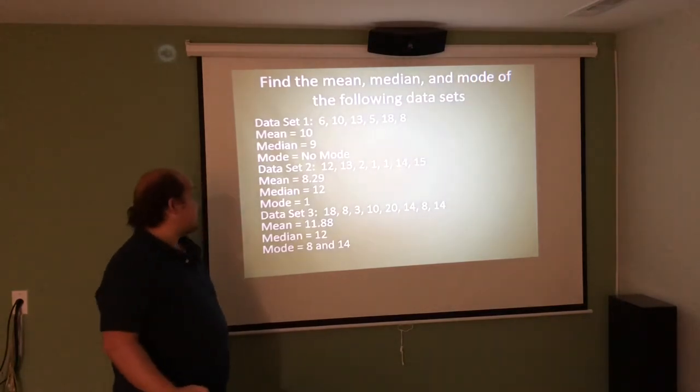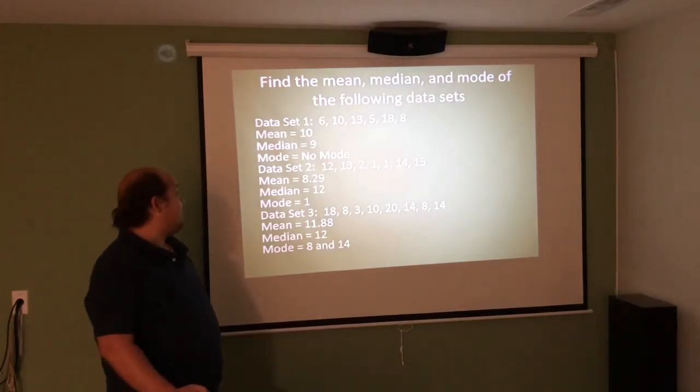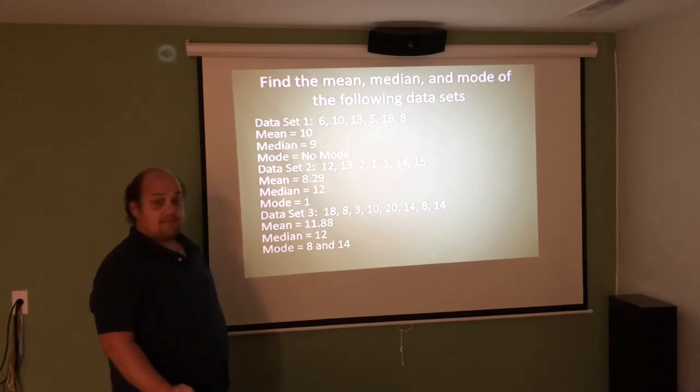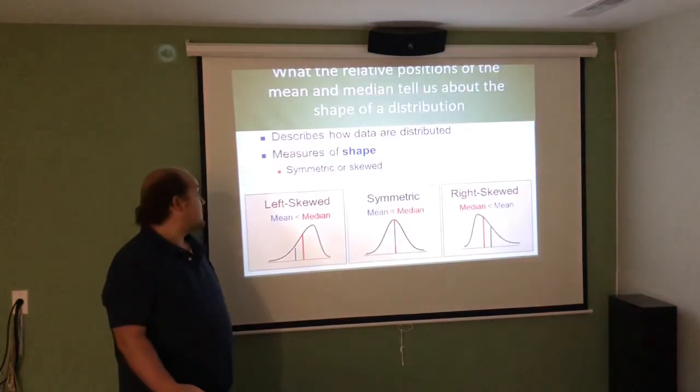So for the first data set, we got a mean of 10, a median of 9, and no mode. For the second data set, we got a mean of 8.29, a median of 12, and a mode of 1. And for the third data set, we got a mean of 11.88, a median of 12, and a mode of 8 and 14.